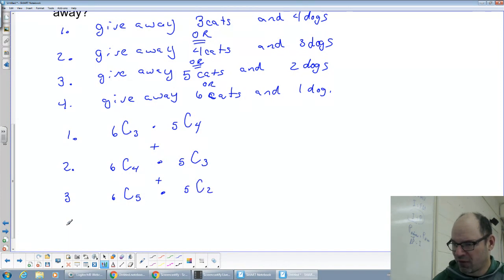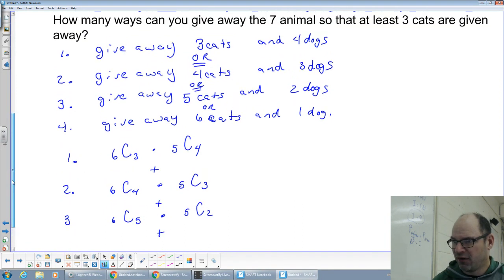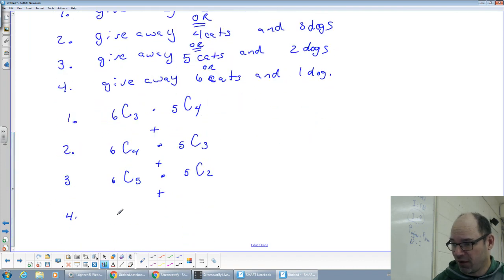And then, of course, the last choice you may have, or you might actually pick to give away at least 3 cats. You might give the whole bunch away, 6 cats from 6. Usually only one way to pick that, right? And 1 dog. So what was the dogs? 5 dogs.